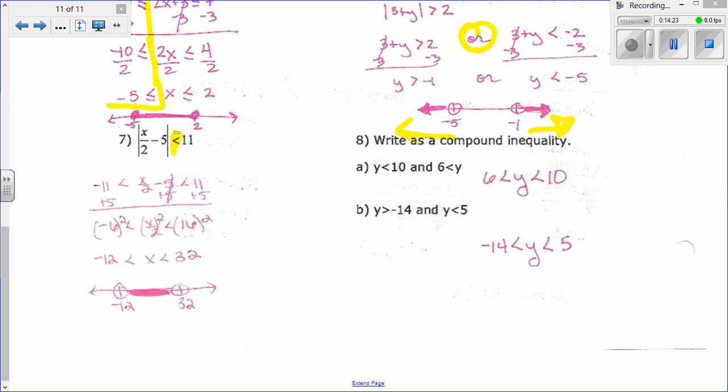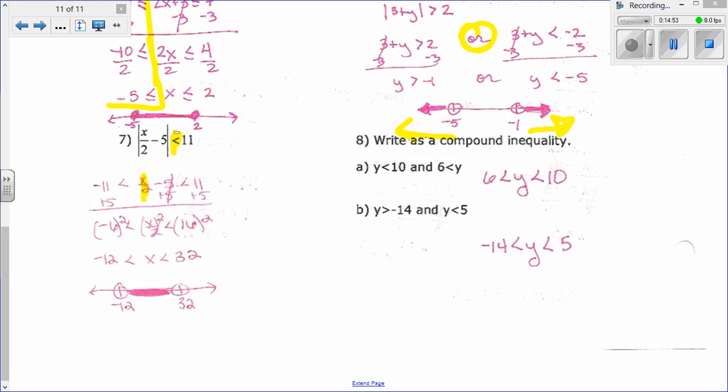To write it as a compound inequality, we just put the negative 11 out in front, put another less than sign there, like we did here. And that will give me negative 11 is less than x over 2 minus 5 less than 11. My goal is to get x alone. In order to get x alone, first I have to add 5. So if I add 5, I need to add on both sides. So I would have negative 6 less than x over 2 less than 16.